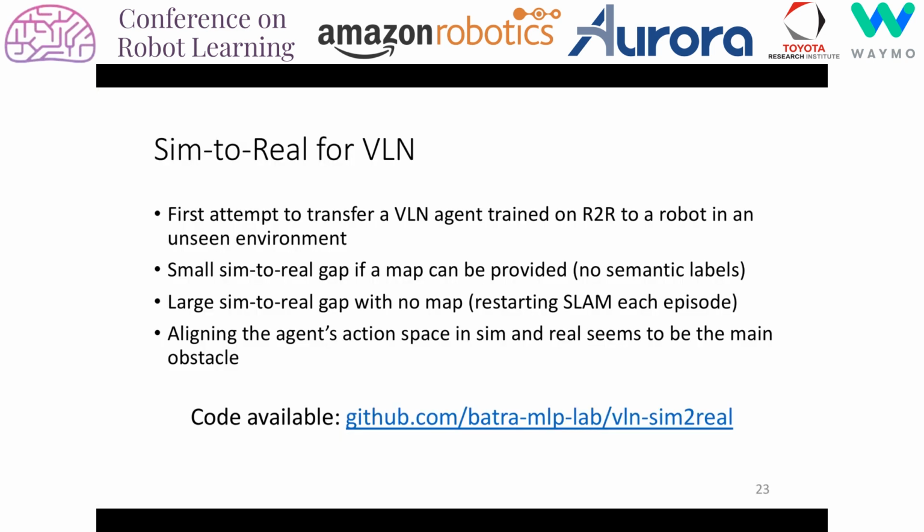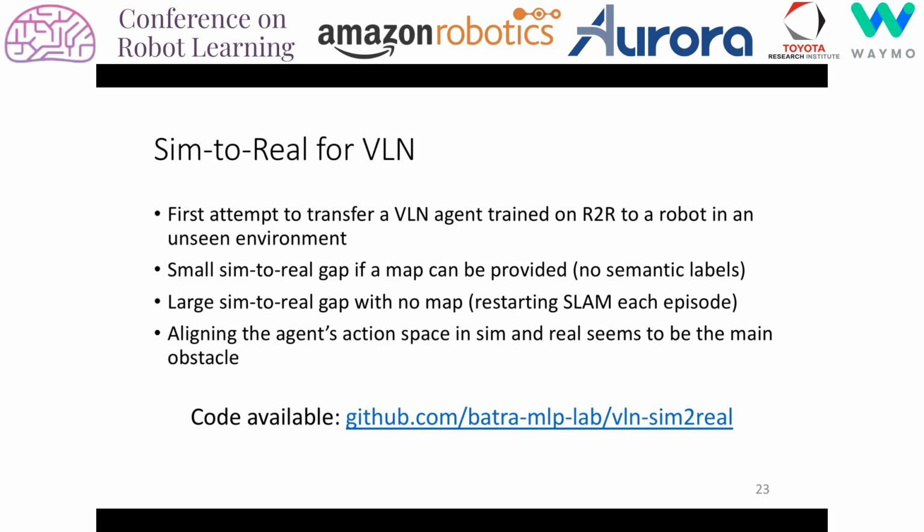So in summary, this is the first attempt to transfer a VLN agent trained on the Room-to-Room dataset to a physical robot in an unseen test environment. We find that the sim-to-real gap is small if a map consisting of an occupancy grid and a navigation graph can be provided. This contains no semantic labels and is actually fairly easy to collect and annotate.